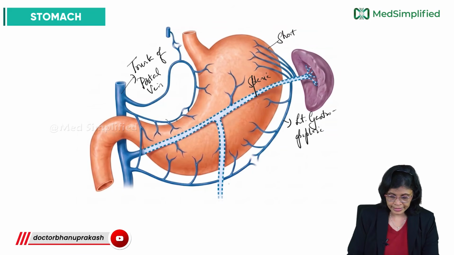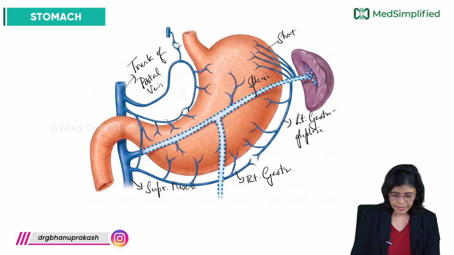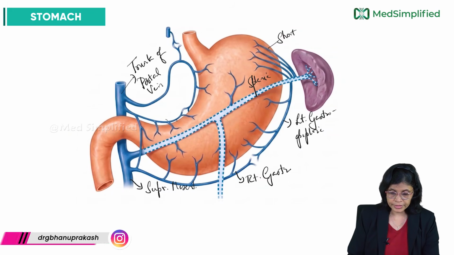And we have the right gastroepiploic here. This is the right gastroepiploic, and this will be draining into the superior mesenteric vein. So we know that the superior mesenteric and the splenic vein together will be forming the portal vein. So that is about the venous drainage here.